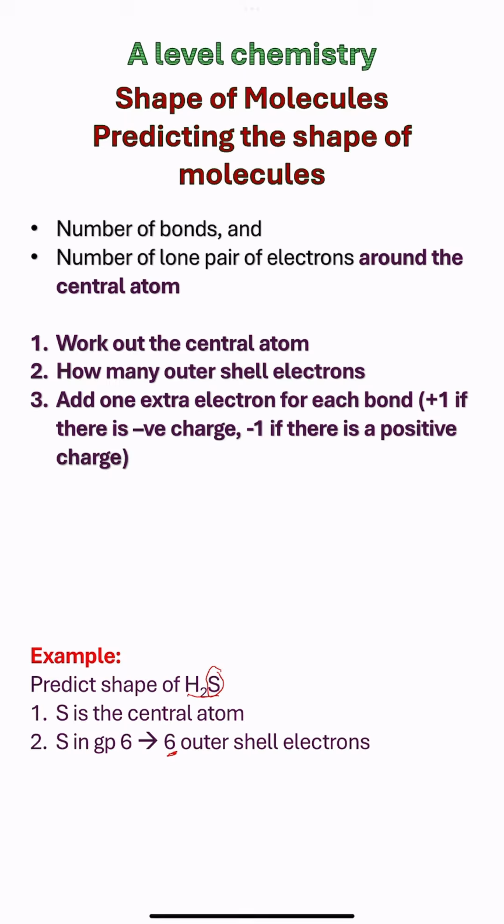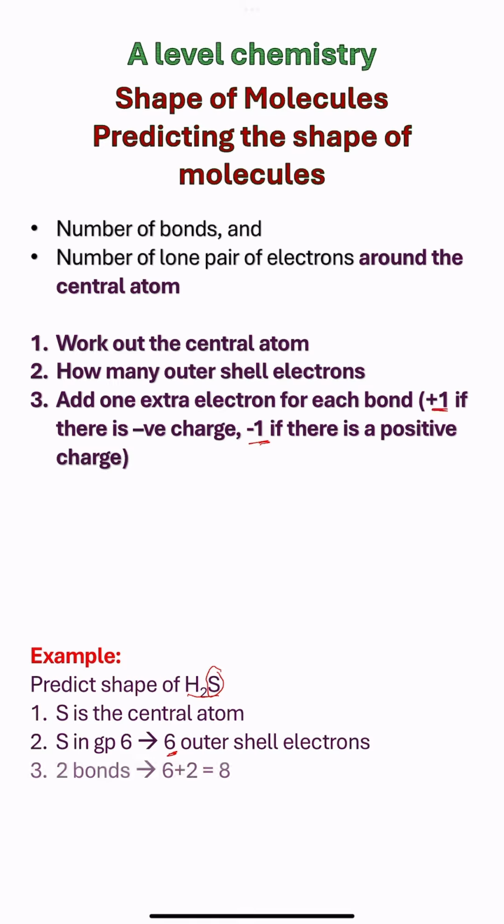And then remember, sometimes they ask you to predict the shape of an ion, which is positively charged or negatively charged. So if there is a positive charge, you will take away 1. If there is a negative charge, you will add 1.